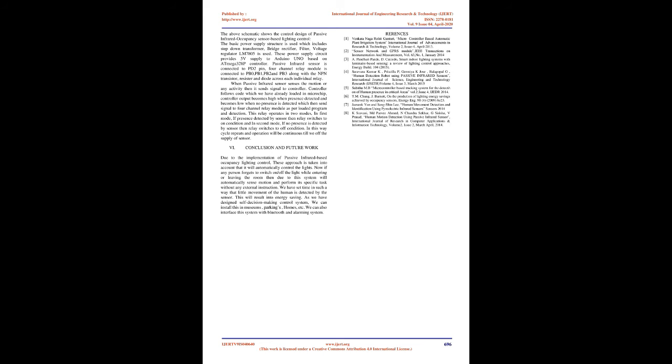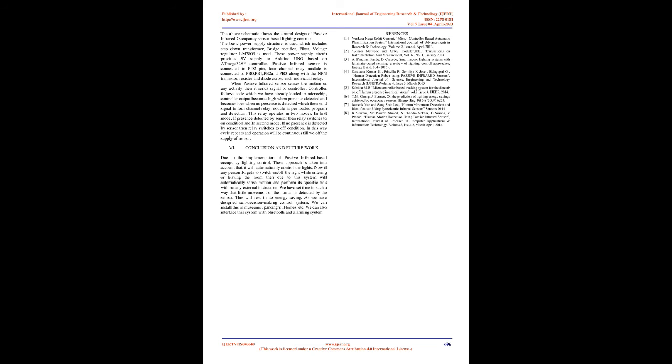The above schematic shows the control design of the passive infrared occupancy sensor-based lighting control. The basic power supply structure is used, which includes a step-down transformer, bridge rectifier, filter, and voltage regulator. LM7805 is used. This power supply circuit provides 5V supply to Arduino Uno based on the ATmega328P controller. The passive infrared sensor is connected to the PD2 pin, and the 4-channel relay module is connected to PB0, PB1, PB2, and PB3 along with an NPN transistor, resistor and diode across each individual relay.